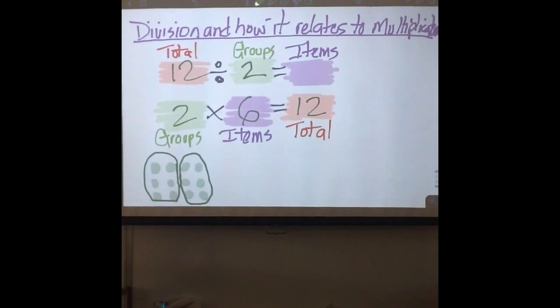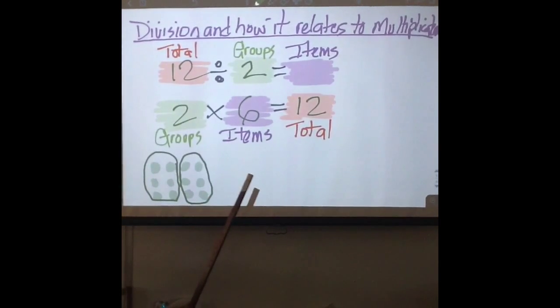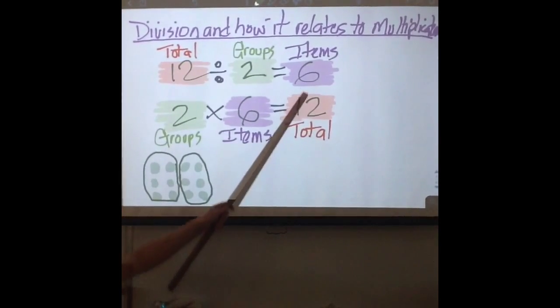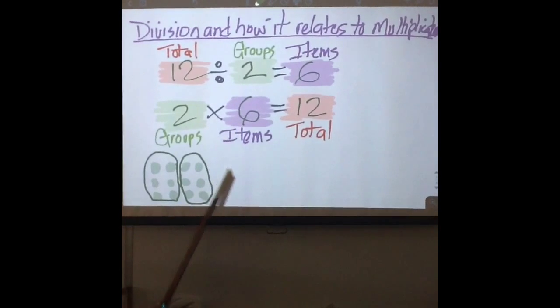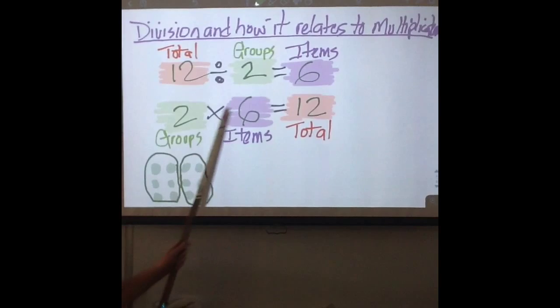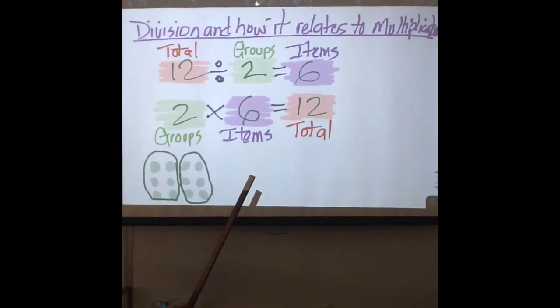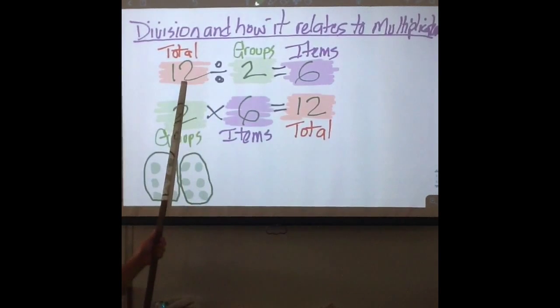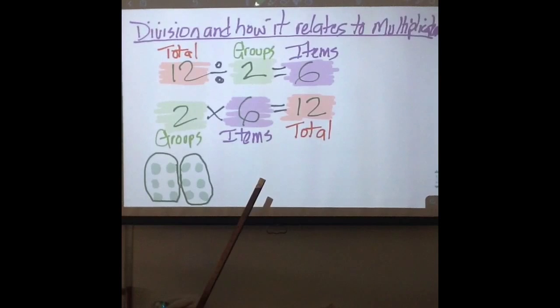Now hold on. What does that mean that goes here? What do you think it is? It's a 6. So this 6 really means the same thing as this 6 in multiplication. And this 2 is our groups, right? And that means the same thing as this does up here. And our total is first in division, and our total came last in multiplication.